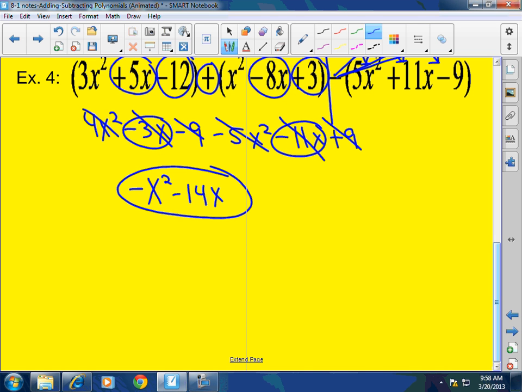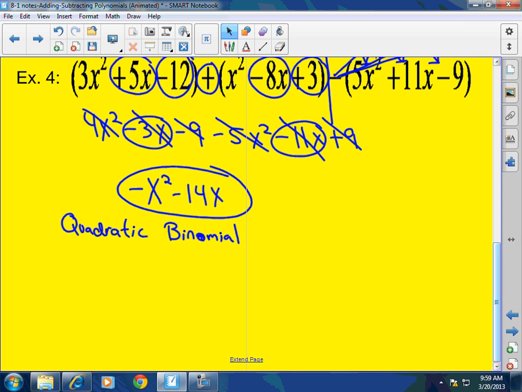What is the name of this polynomial by degree and terms? Quadratic. Very good. I like that. It's a quadratic binomial. Very good. Excellent. Very nicely done, guys. Very nicely done. Okay. Now, sometimes they're going to ask you to apply this, okay?